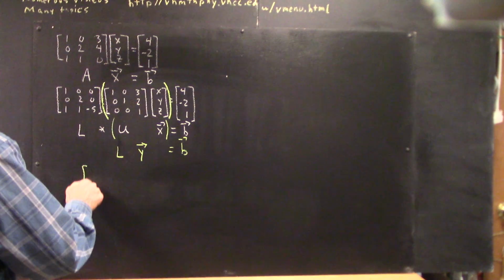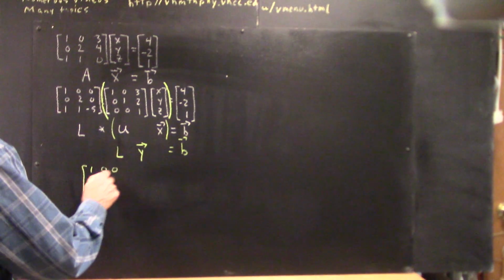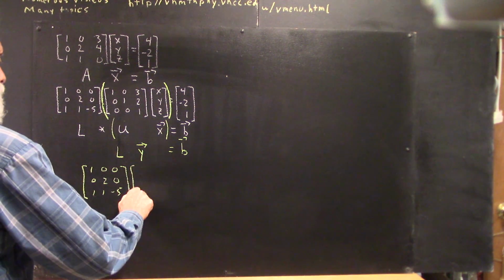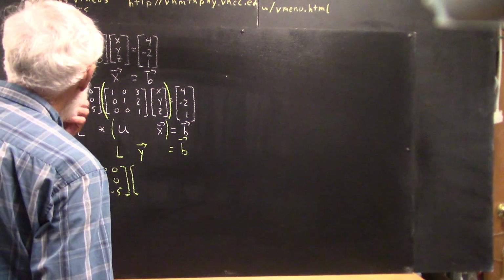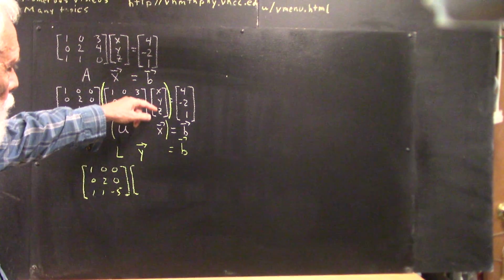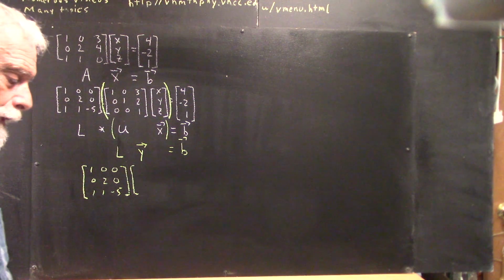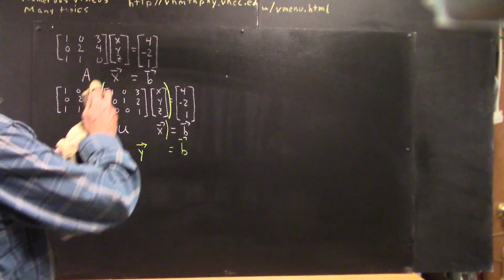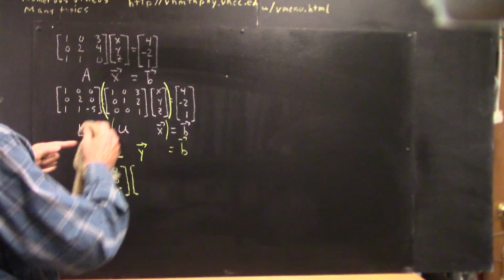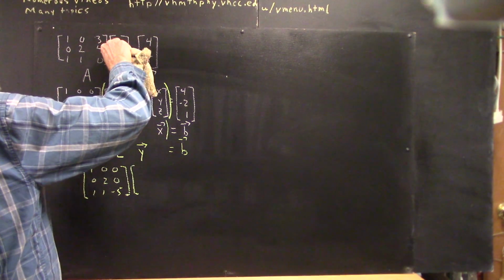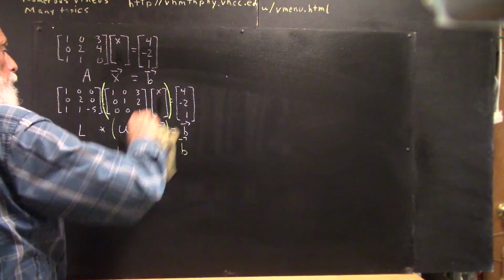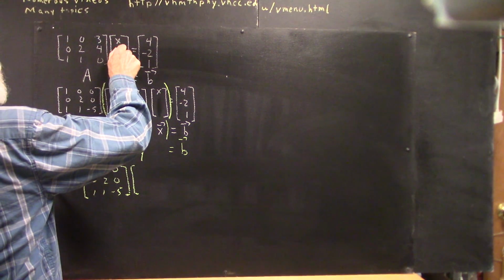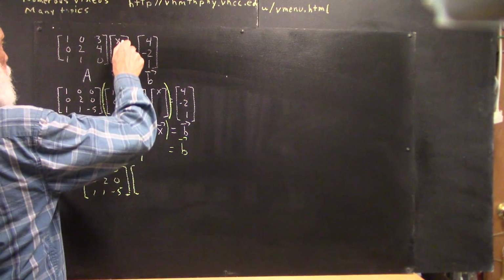Or 1, 0, 0, 0, 2, 0, 1, 1, negative 5 times. Now, I'm running into a little problem because I'm using X, Y, Z here and I want to use Y here. So I'm going to do something that your book does. And instead of calling these variables Y and Z, I'm going to call them X2 and X3. And I'll call this one X1.